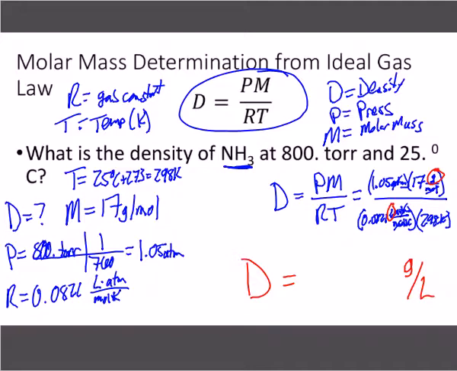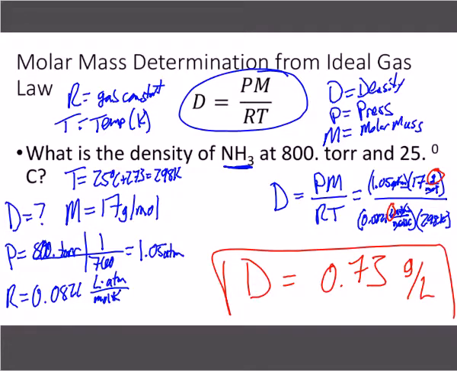Who can tell me what our answer is? What's our density of this gas? 0.73 grams per liter, because 2 sig figs is what we have for our temperature. Easy? Again, it's just another formula.